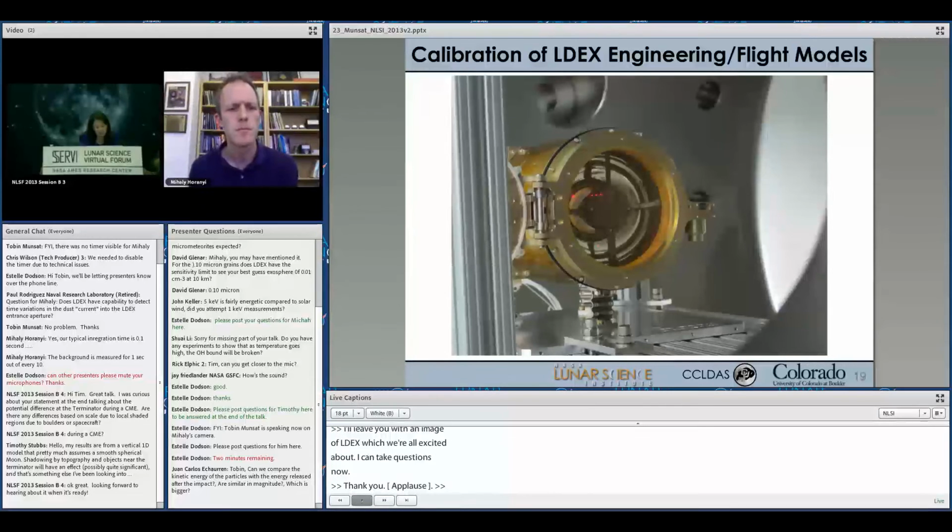Tobin, can we compare the kinetic energy of the particles with the energy released after the impact? Are they similar in magnitude? Which is bigger?